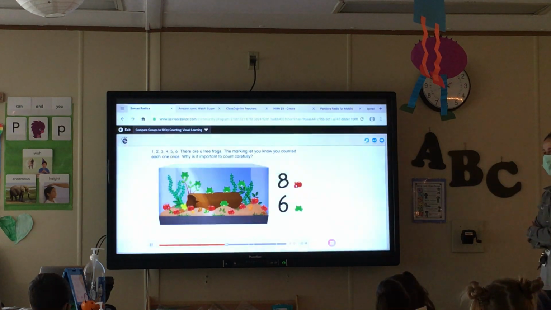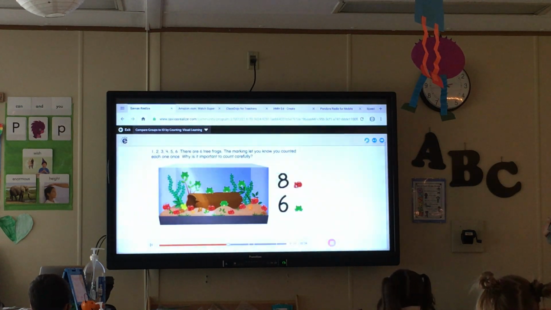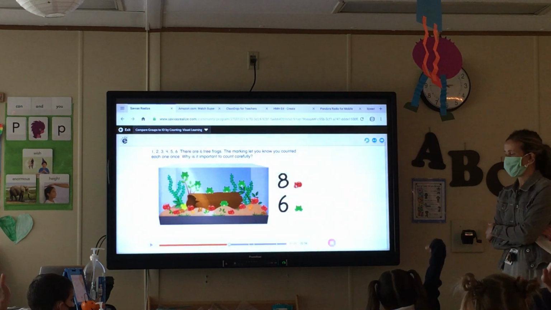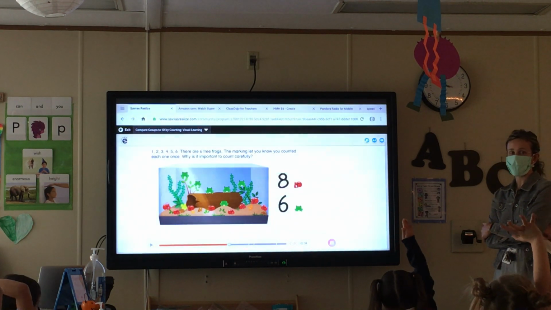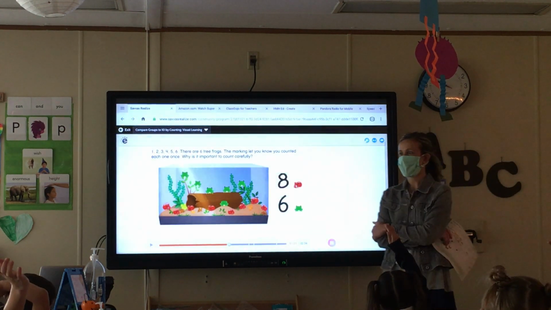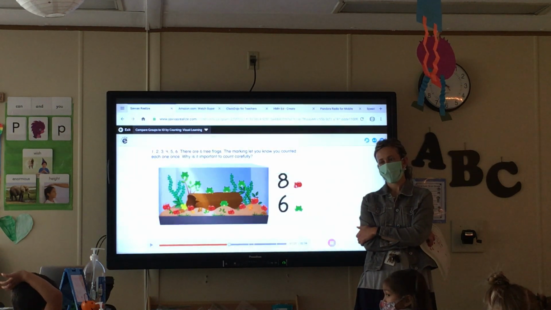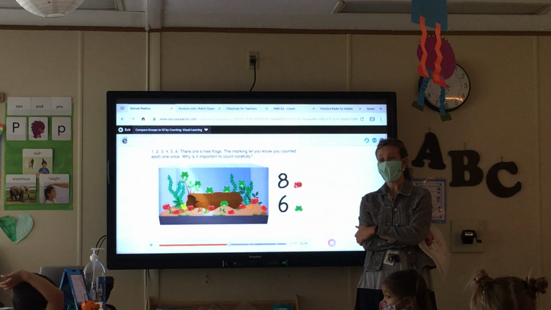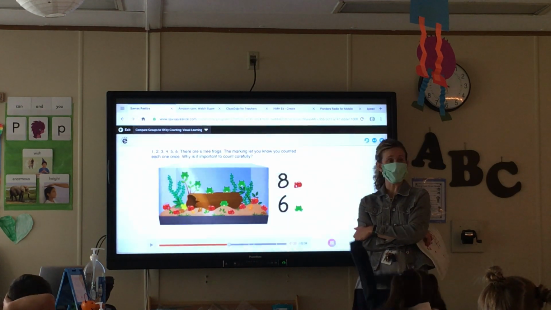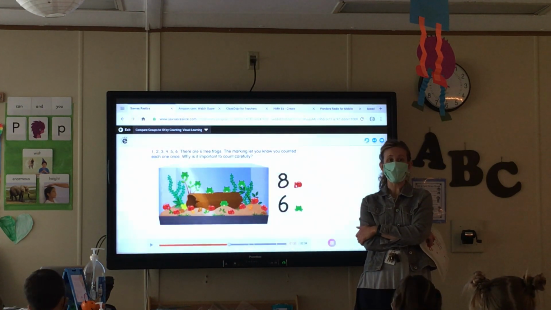Why is it important to count carefully? Why do you have to count carefully? Why not just kind of do it real fast? What would be the difference there? What helps then? Yeah, so you don't miss any, right? And that's why we like to mark them too, right? So that way we know that we counted them.